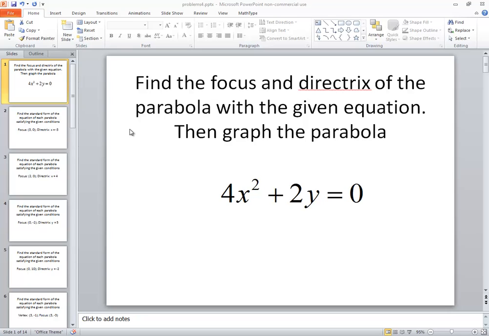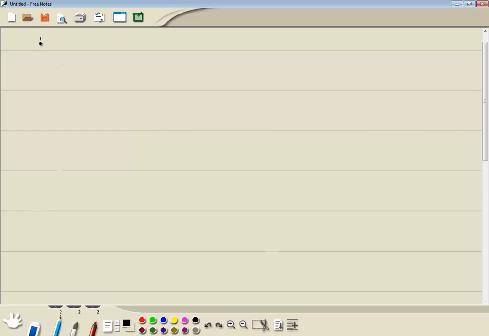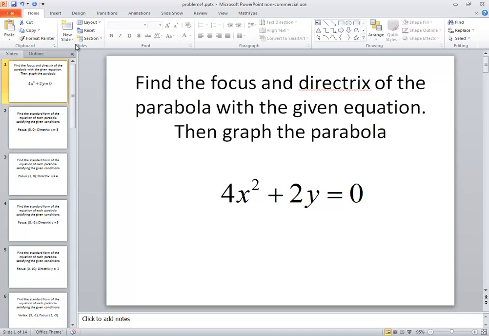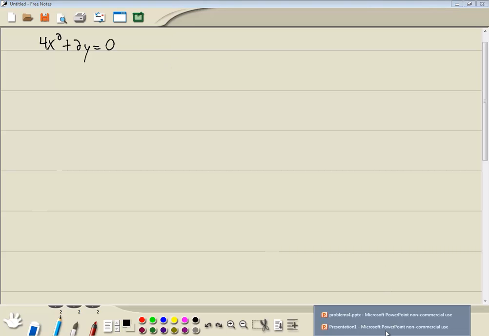In this problem, we want to find the focus and directrix of the parabola and then graph it. So we got 4x squared plus 2y is equal to 0. Now we have to decide which formula to use.